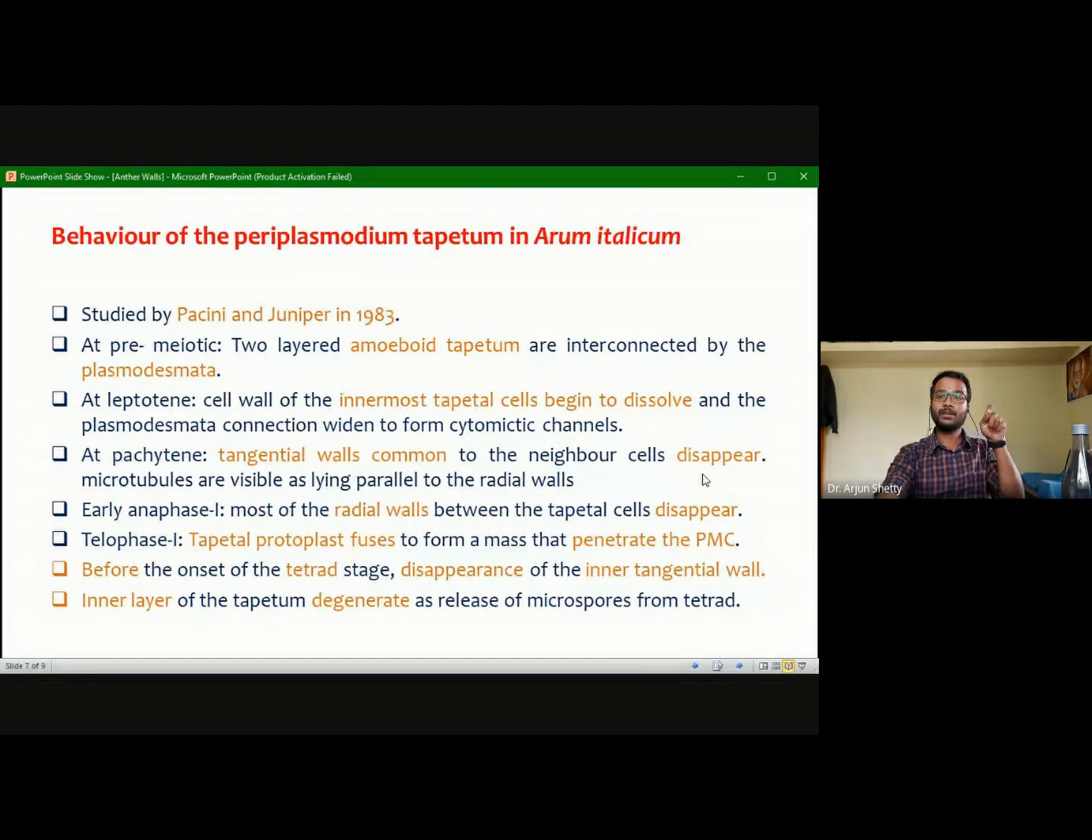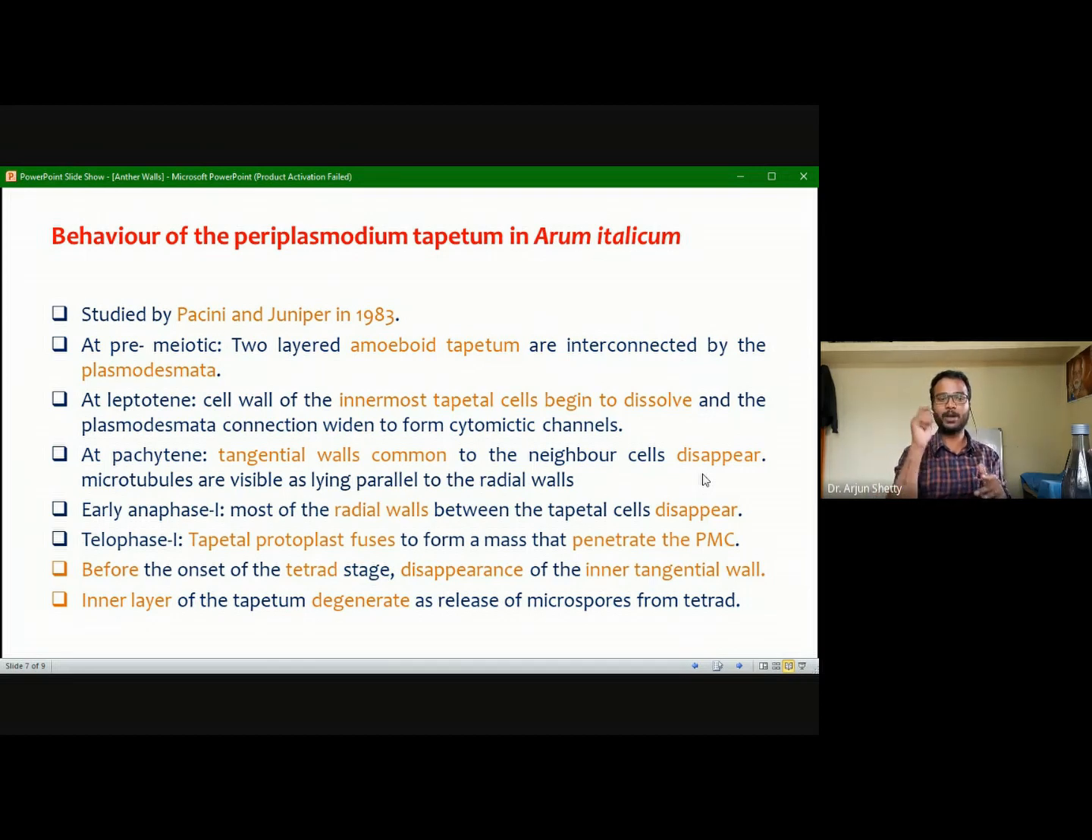And now here we'll understand the behavior as well as the characteristic features of an amoeboid or periplasmodial type of tapetum by taking an example of Arum italicum. Passini and Juniper in the year 1983 have extensively worked on this behavior. They have reported very scientifically and very precisely the behavior of the amoeboid or periplasmodial type of tapetum present in Arum italicum and other flowering plants.